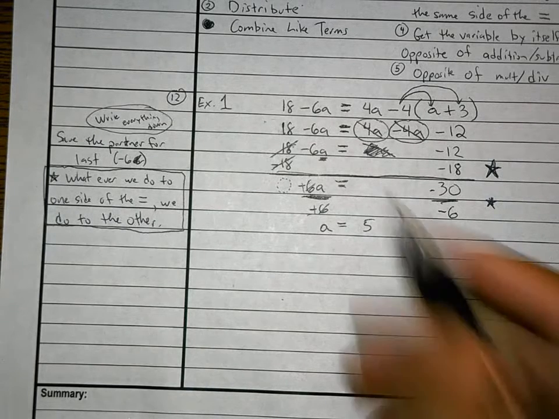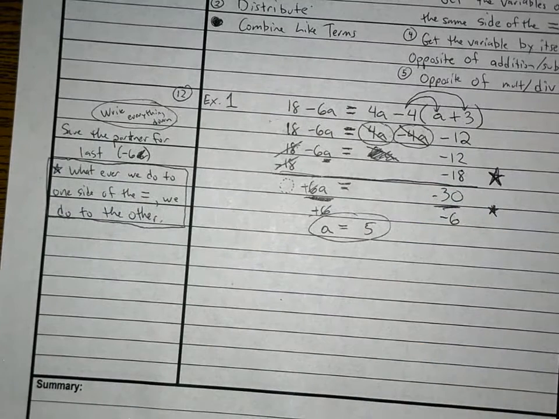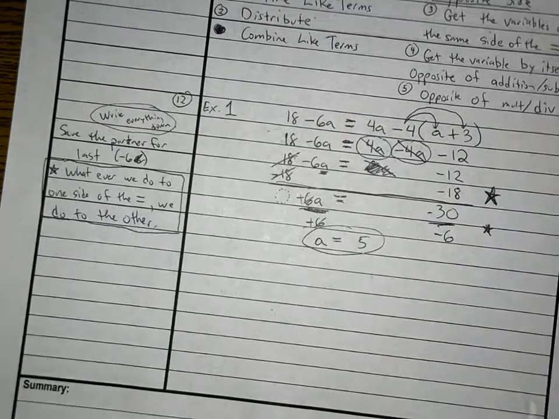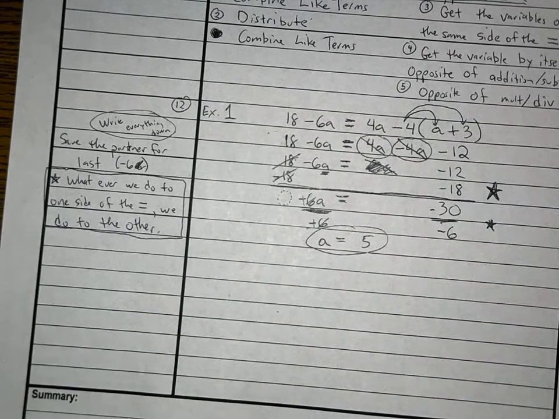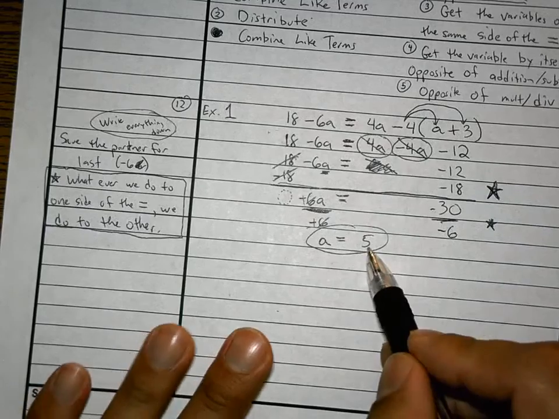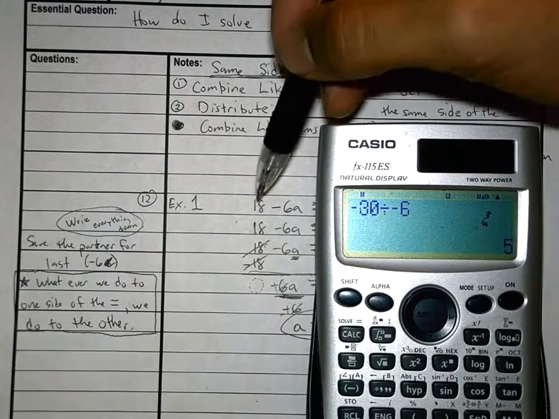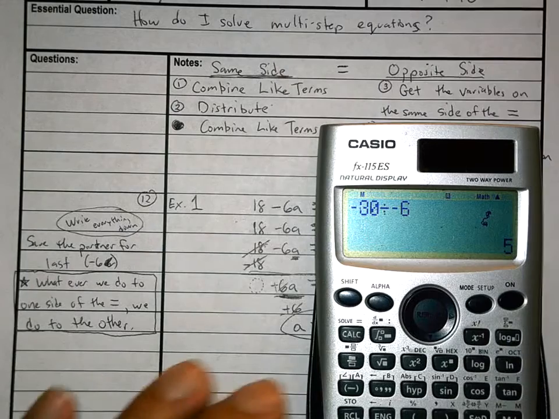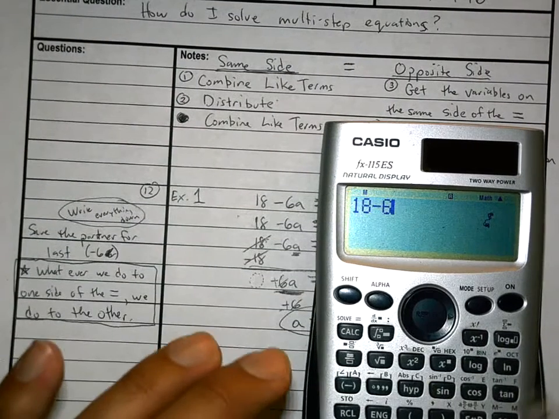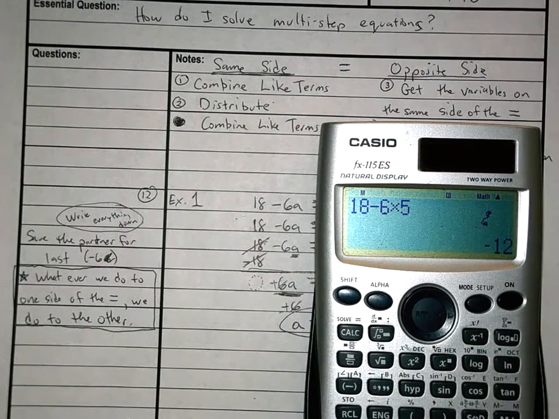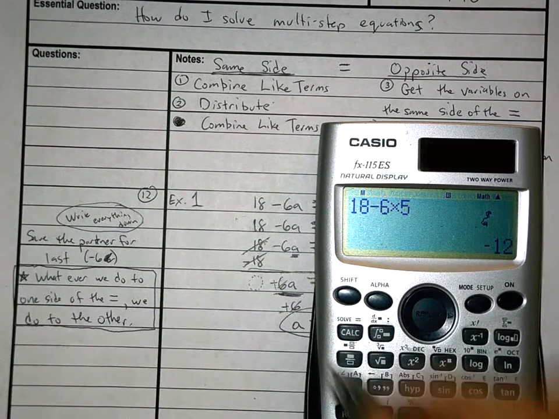Circle my answer. By the way, this is an excellent time for you to double check your work. What we can do, since we know what A is equal to, we go, oh, A is 5. I can take the 5, I can plug it back in, and I can see if it works. Here's what I'm going to do. I'm going to do 18 minus 6 times 5. And I'm going to see what that is. This left side is negative 12.